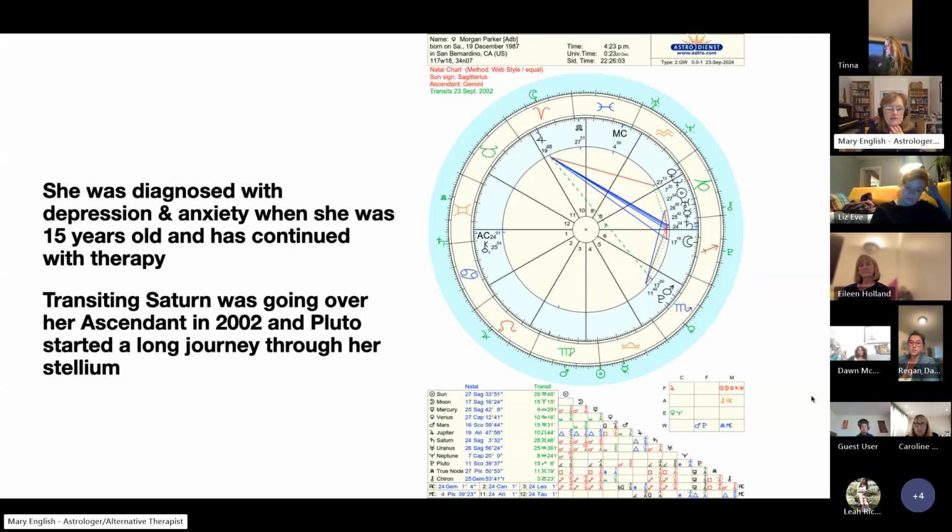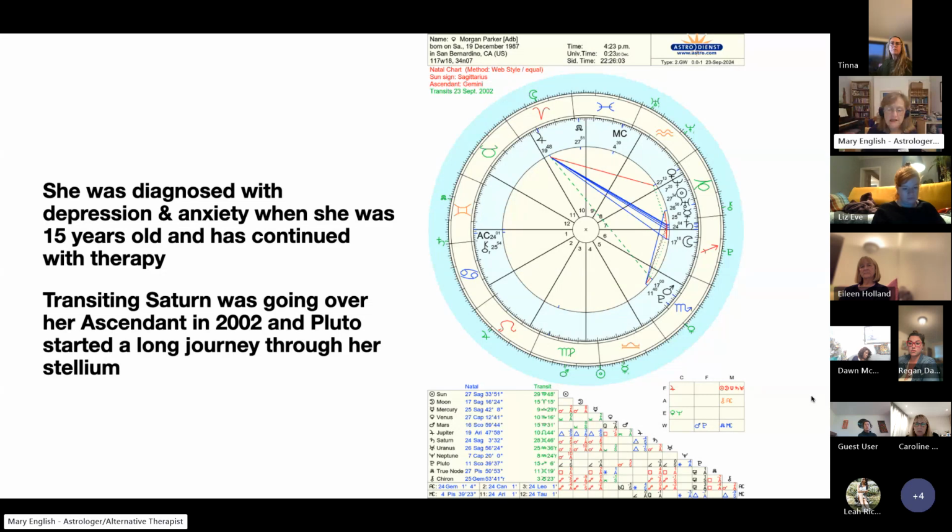So I then made a chart to see what was going on for her at that age. And on the outside of this chart, in the blue rim, you'll see on the left-hand side the squiggle for Saturn, and it's in the sign of Gemini, and she's got a Gemini ascendant. So transiting Saturn was going over her ascendant in 2002 when she was 15.